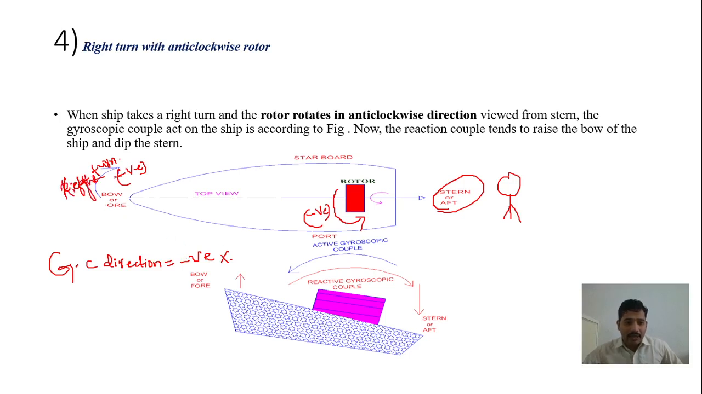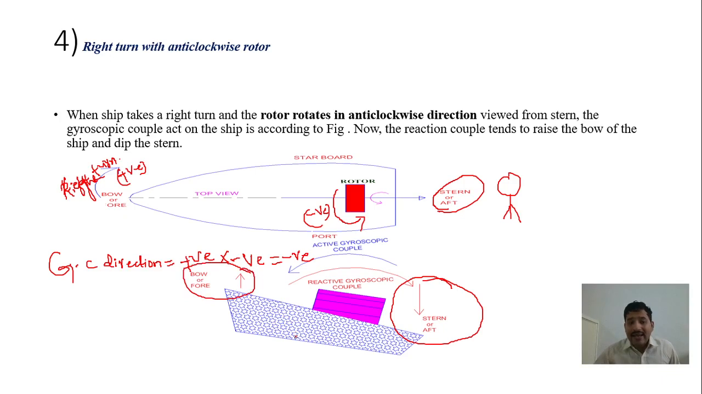Okay, right turn is considered as positive, and the rotor rotating in anti-clockwise direction is considered as negative. Positive into negative, it should be negative. So this means that the reactive gyroscopic couple will lower the stern and raise the bow. If the gyroscopic couple direction is negative, the effect on the naval ship is that it raises the bow and lowers the stern. Is it right?